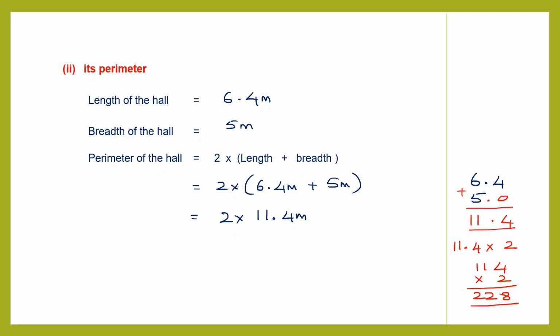Now go back to the question. This one has one decimal place, so put one decimal place in your answer. So what do we get? We get 22.8 meters. So this is the perimeter of the hall. We have found the second answer. The perimeter of the hall is 22.8 meters.